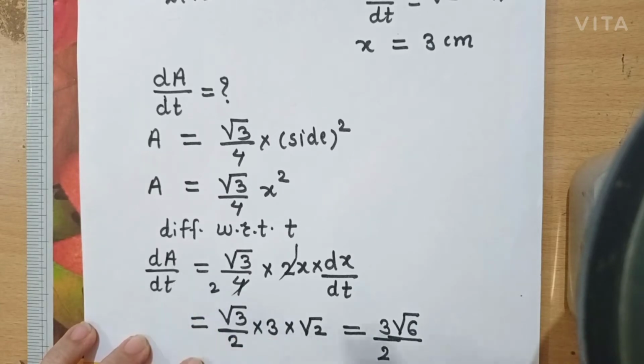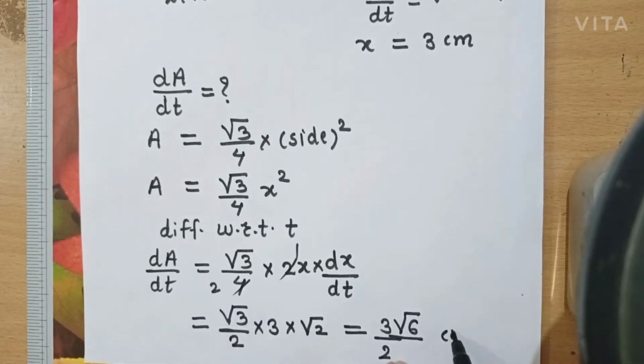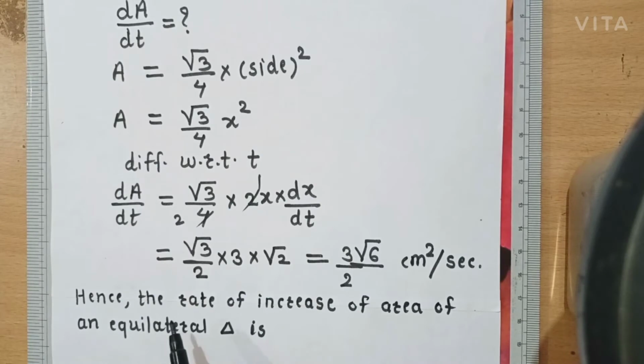Write down that for area the unit is centimeter square, and for time it is second. Therefore the rate of increase of area of an equilateral triangle is 3 root 6 upon 2 centimeter square per second.